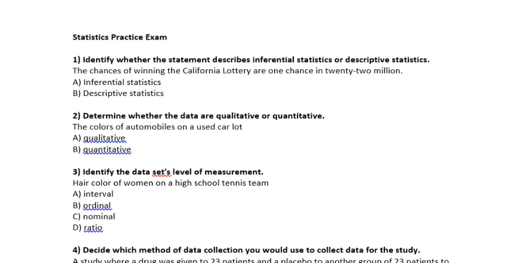Descriptive statistics, on the other hand, are statistics that merely recite the collection of information. A quantitative description. A descriptive statistic would be 100,000 people played the lottery last week. But something like the chances of winning the California lottery are 1 chance in 22 million, that is inferential. And so therefore the correct answer for question number 1 is A.